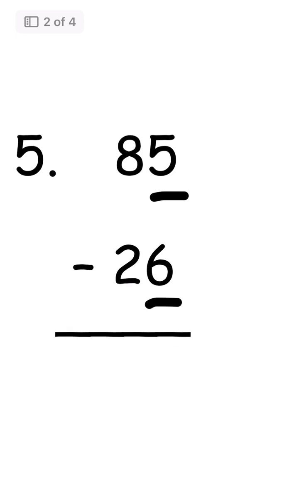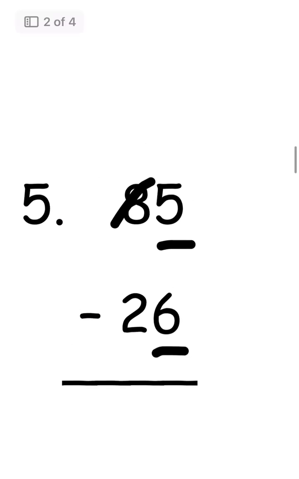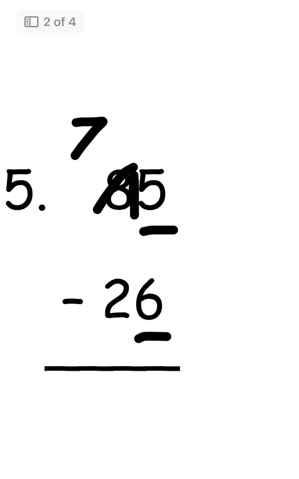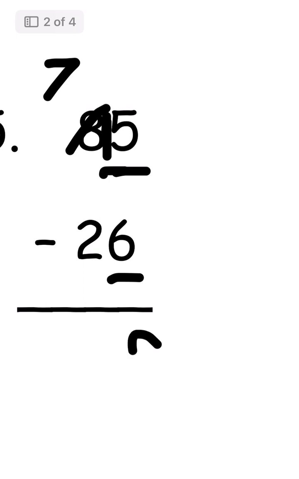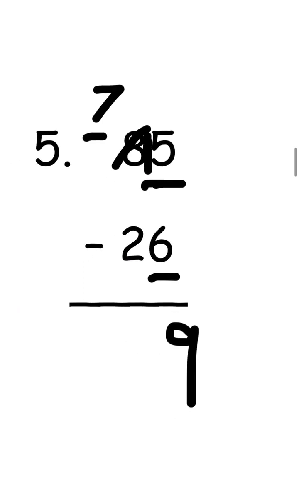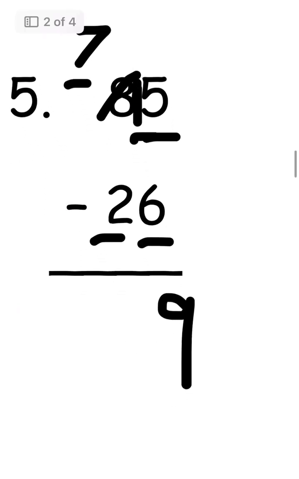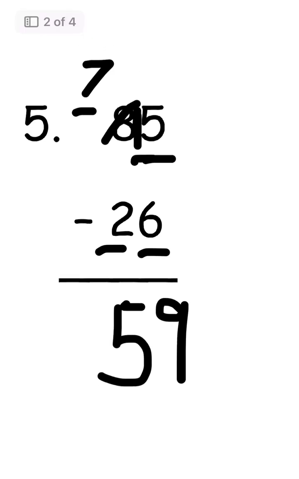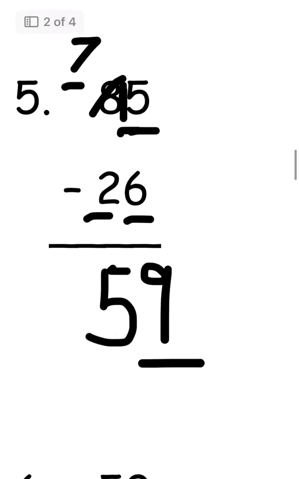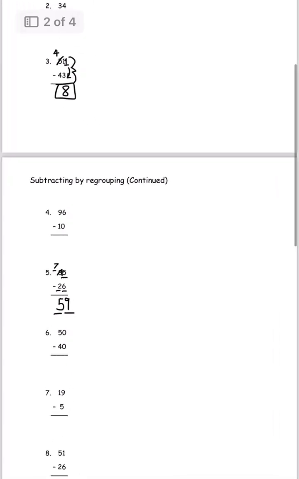We have to borrow from the number in the tens place, which is 8. So 8 becomes 7, and then 5 becomes 15 because we have to regroup it, right? So 15 minus 6 is 9. And then 7 minus 2 is 5. So we wrote the ones and tens, so it's 59.